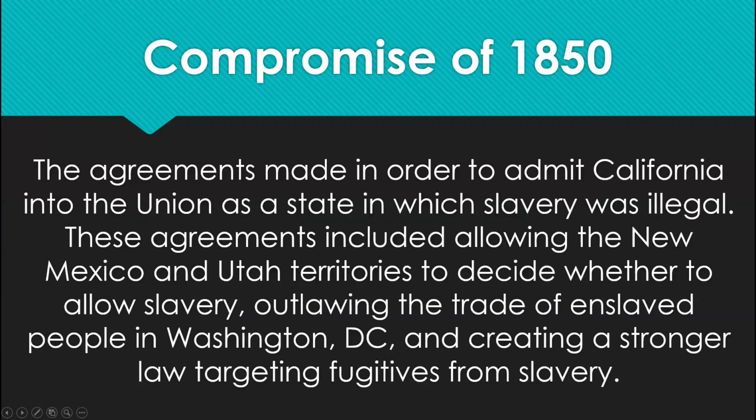So our first one is the Compromise of 1850. The Compromise of 1850 were agreements made in order to admit California into the Union as a state in which slavery was illegal. These agreements included allowing the New Mexico and Utah territories to decide whether to allow slavery, outlawing the trade of enslaved people in Washington, D.C., and creating a stronger law targeting fugitives from slavery. So that's the Compromise of 1850.